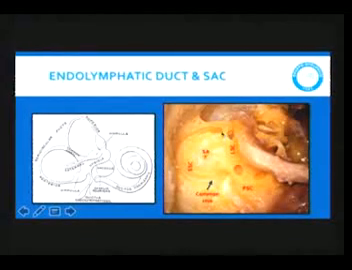These are the ampullary ends of the superior canal, the ampullary end of the lateral canal. This is the non-ampullary end of the lateral canal. This is the ampullary end of the posterior canal. The posterior canal non-ampullary end fuses with the non-ampullary end of the superior canal to form the common crus, and they get into the vestibule.